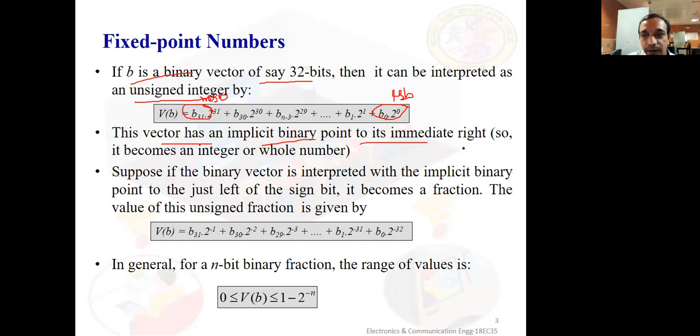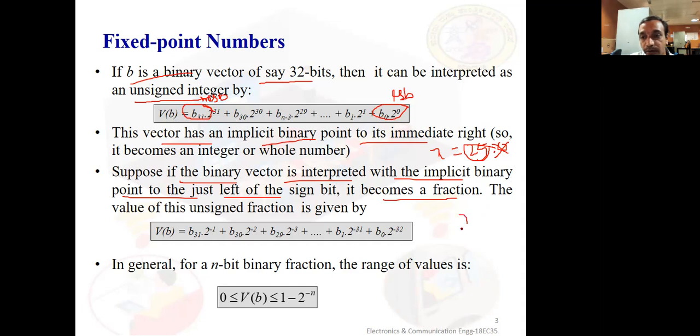That means, for example, if I write x is 25, it is as good as writing 25.0, as we know. And because the decimal point is on the right side, we can just discard this and take it as a whole number or an integer. This is a fixed point notation, okay? 25.0, something like that. Now, if the binary vector is interpreted with the implicit binary point to the left of the sign bit, then it becomes a fraction.